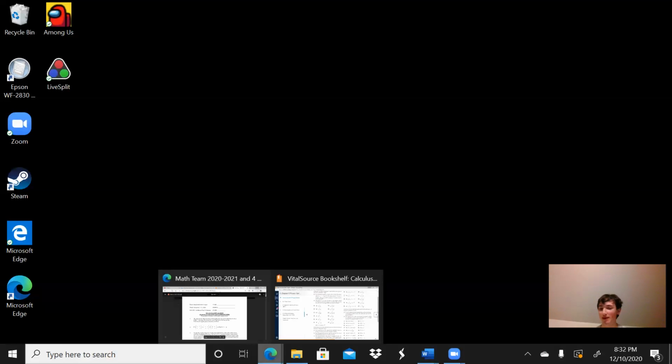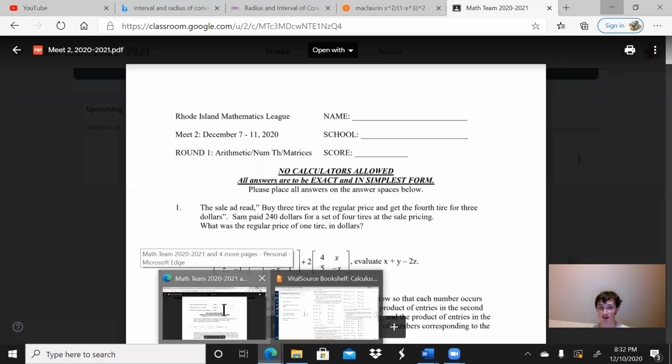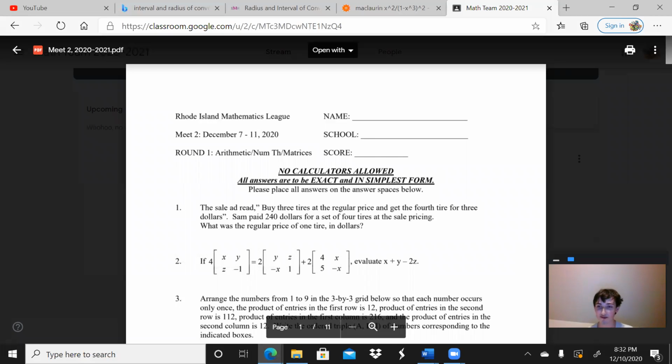So yeah, we're just going to get into it. It's on the second tab. Or the first tab. No, that's my calc book. But I have not done this at all. I've never seen it. Right when I open it, we're going to go. So this first round is arithmetic, number theory and matrices. 3, 2, 1, go. The sale ad.